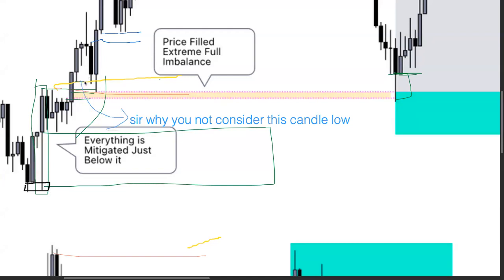If I consider this one, it is filled by this move. So we use this candle high and this candle low because this is unmitigated. That's why I use this one.